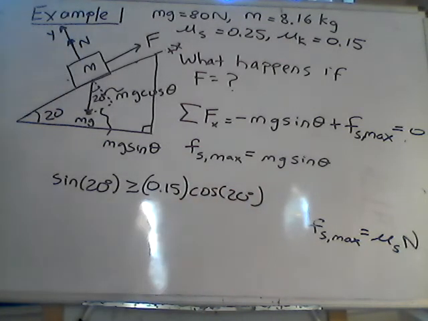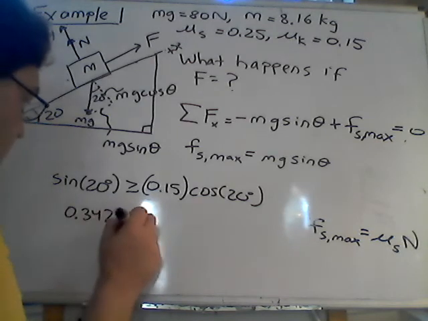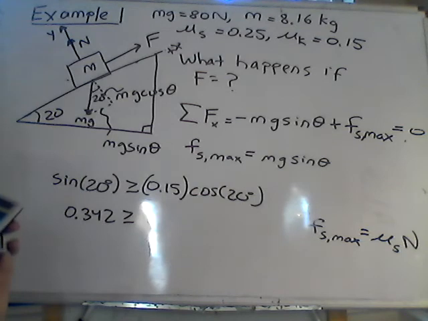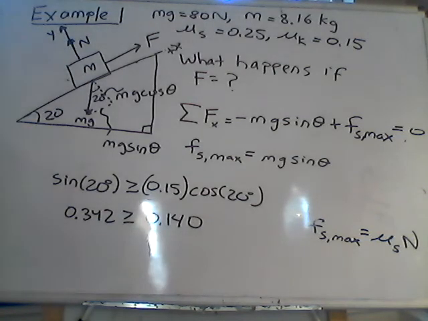Well, the sine of 20 in my calculator is 0.342. Is that greater or equal to cosine 20, 0.939 times 0.15, 0.140? Yep. So that means without considering anything, this thing will just naturally want to slide down the incline. There's no doubt about it. 0.15 times cosine of 20, 0.342 is indeed greater than 0.140. So there will be sliding unless I do something about it.